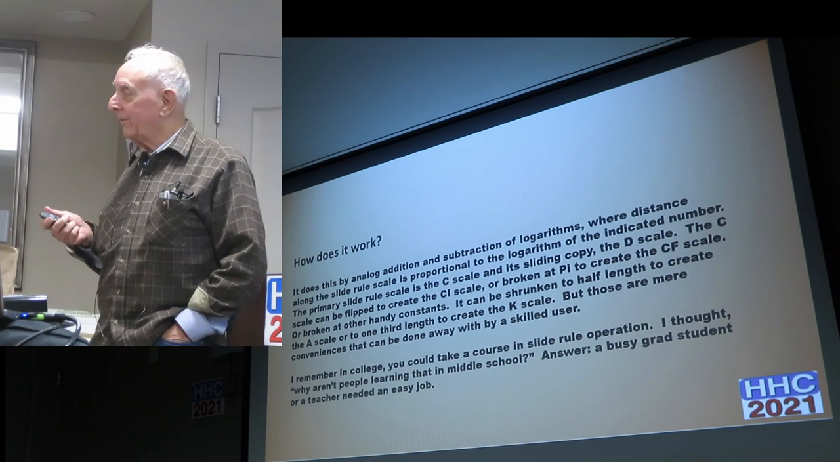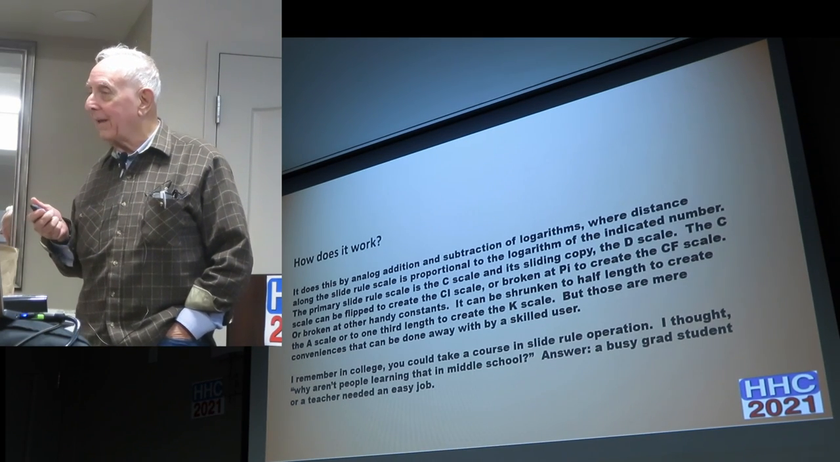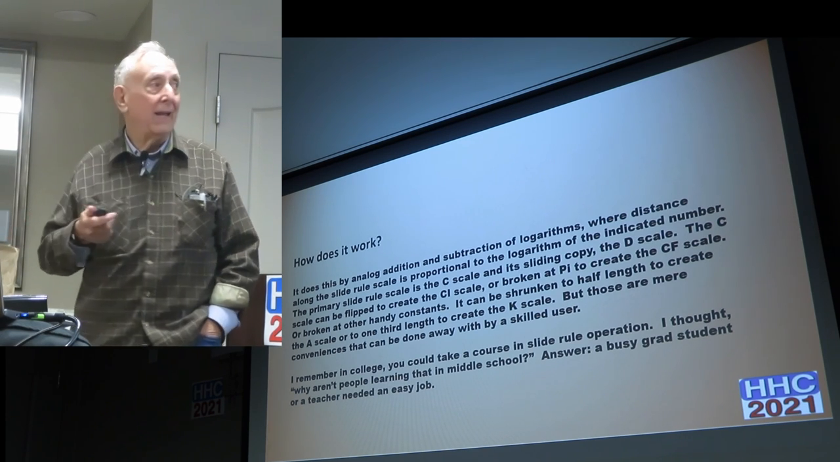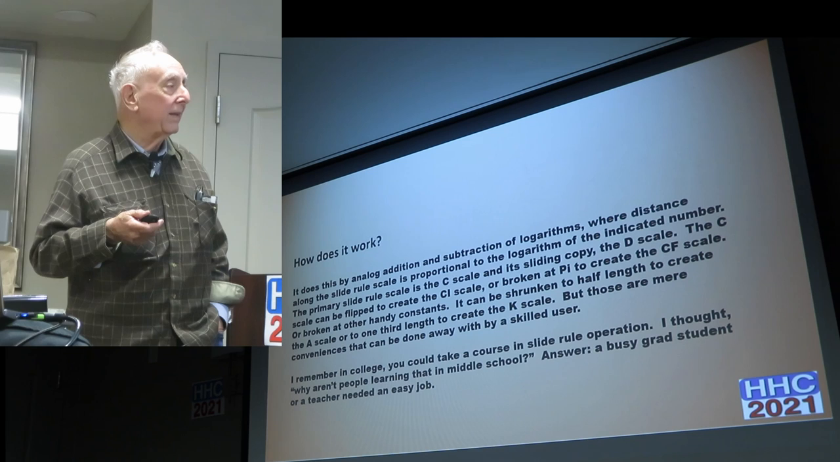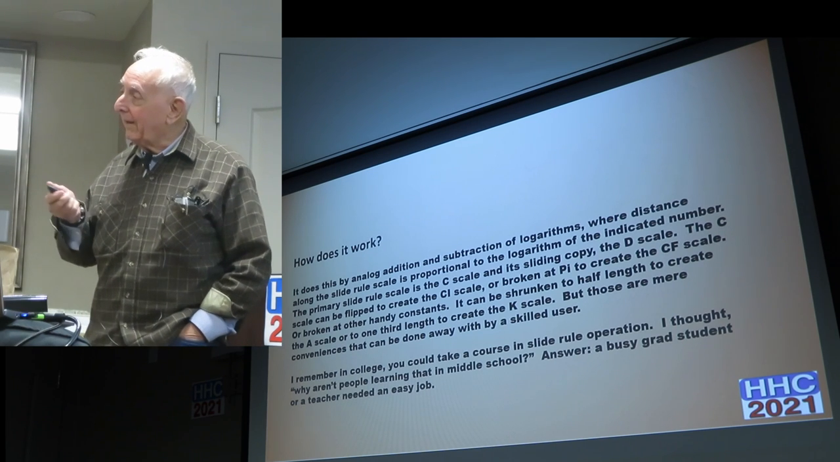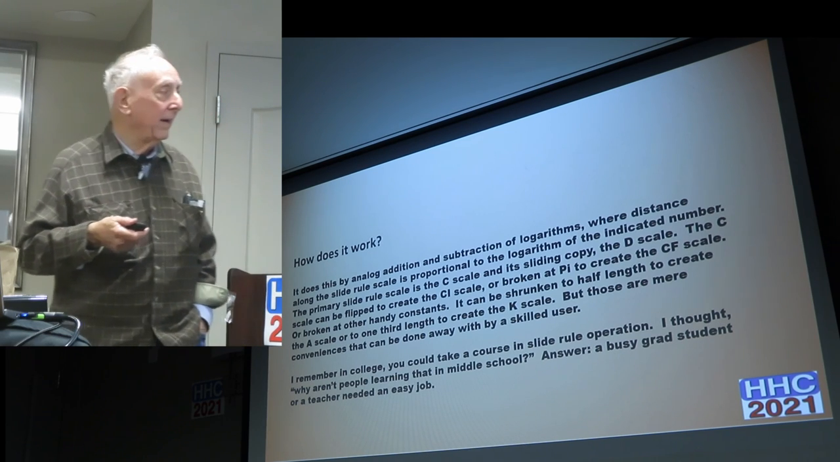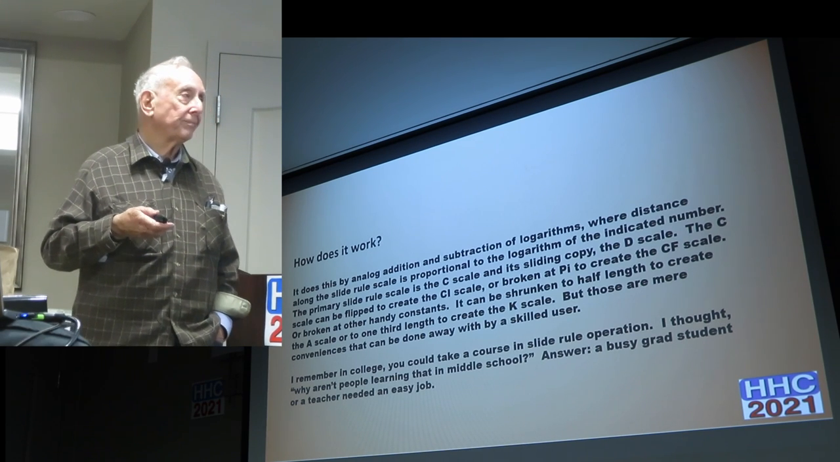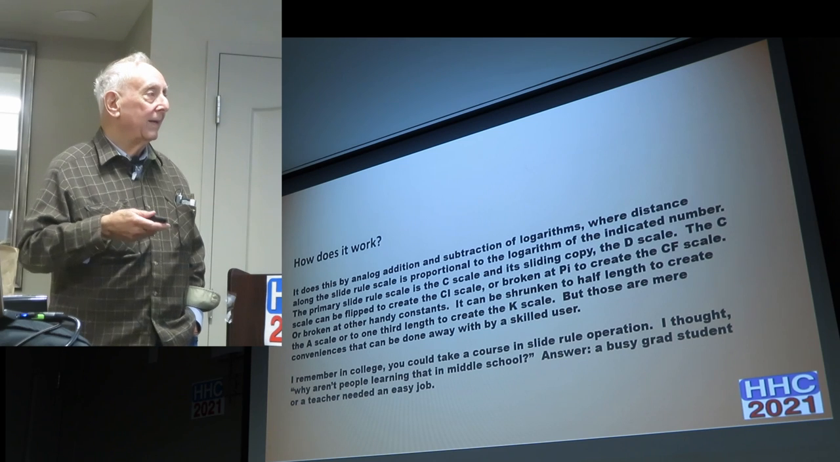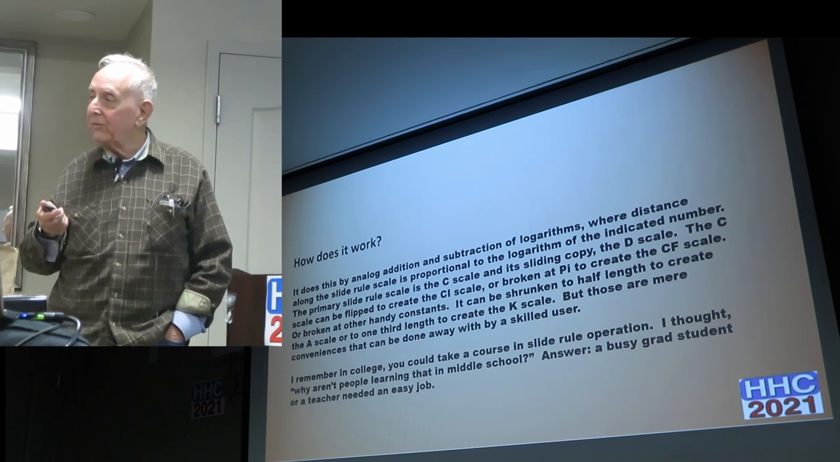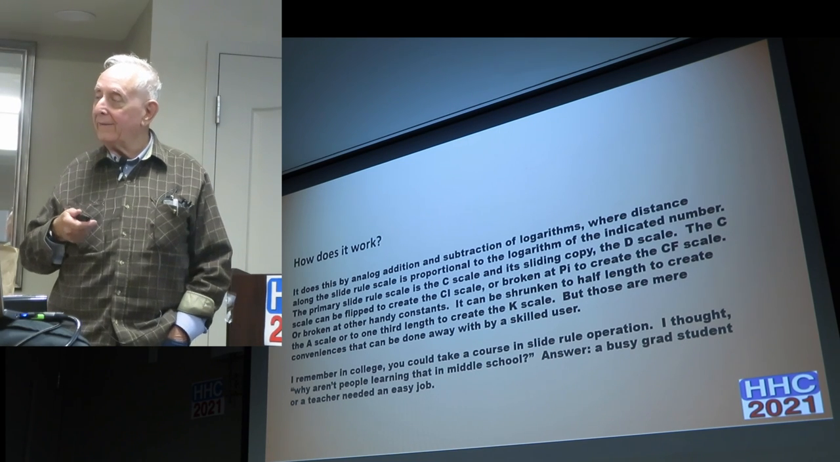How does it work? Well, the slide rule is just an analog adder. It just works by adding two lengths end to end. The lengths, of course, are the logarithms of the numbers that are indicated on the slide rule. So the two main scales you use are the C scale and the D scale.